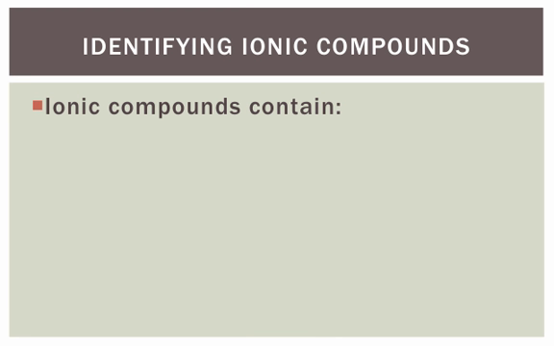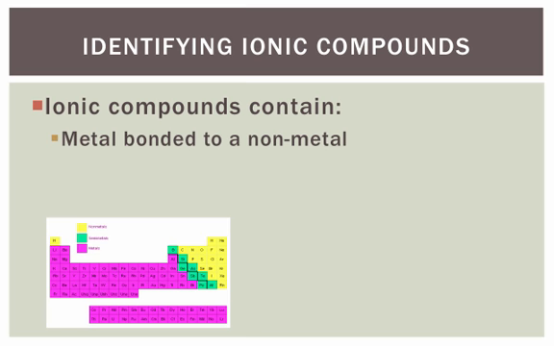Now let's talk about how to identify a compound as being ionic. Remember, before you try and name it, you have to decide that it's ionic first. Otherwise, you risk using the wrong set of rules to name your particular compound. So let's get some characteristics that all ionic compounds contain. First of all, ionic compounds can be identified by recognizing that it's always going to be a metal bonded to a non-metal.